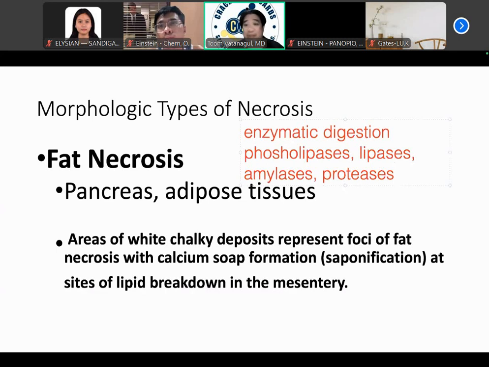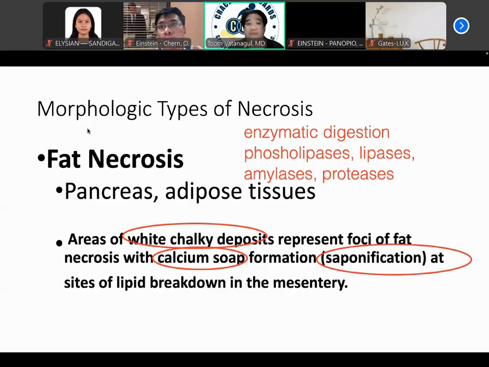Now, there is something which happens particularly in the pancreas, like when you have pancreatitis. Okay, pathologically, there are areas of chalky white deposits, and this is because of the formation of calcium soap. This is what we call saponification.